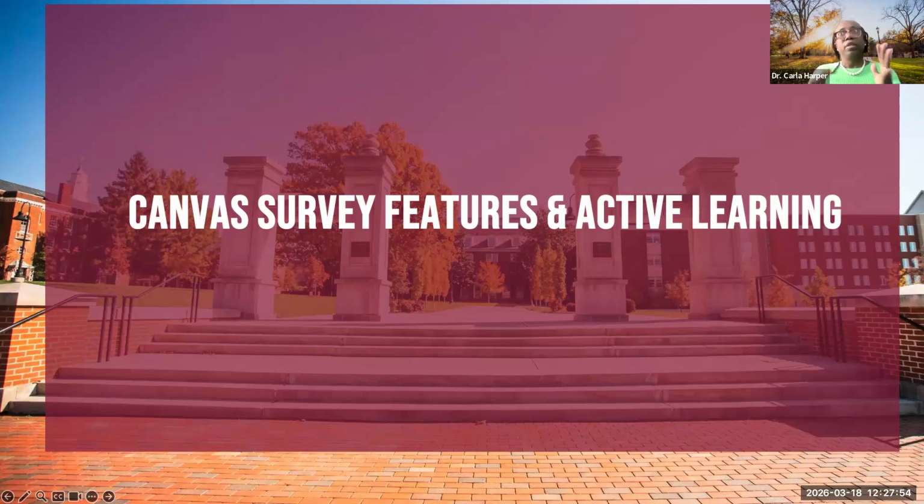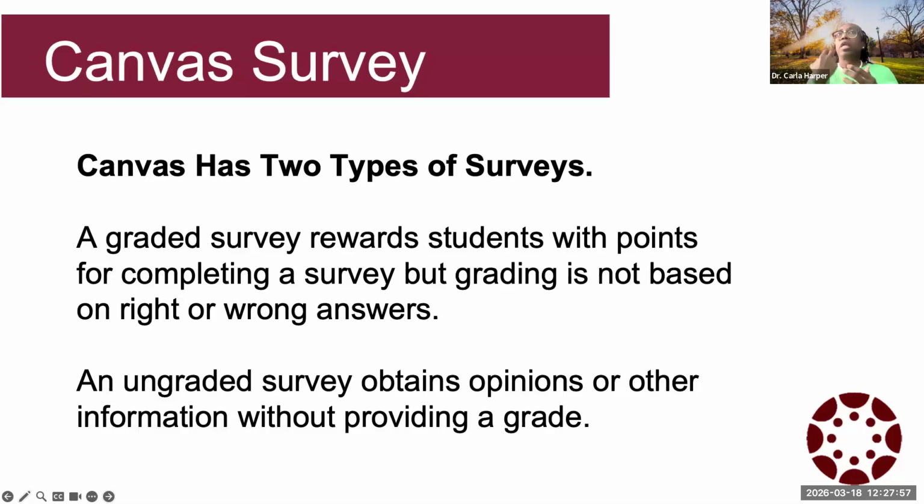Okay, Canvas surveys in active learning. Canvas has two types of surveys you can use: a graded one and an ungraded survey. A couple of points may give students incentive to do a survey, especially when you want their feedback. But even if it's graded, you have the option of saying it won't count towards their final grade, which is kind of like an ungraded survey. Keep in mind those are your two survey options.